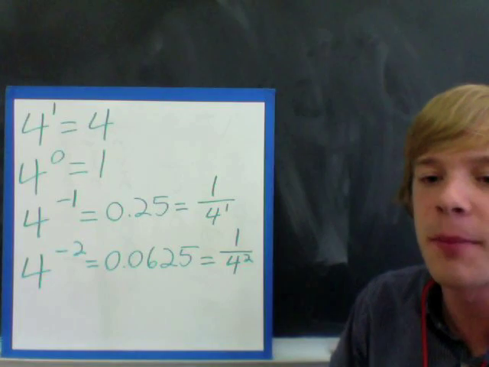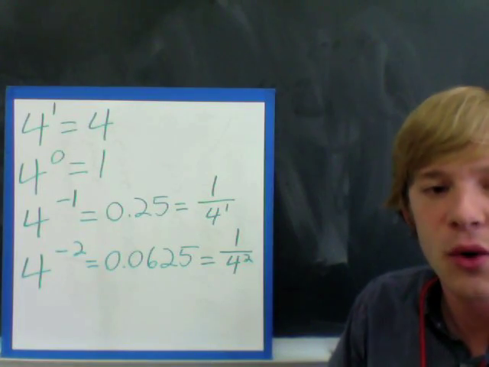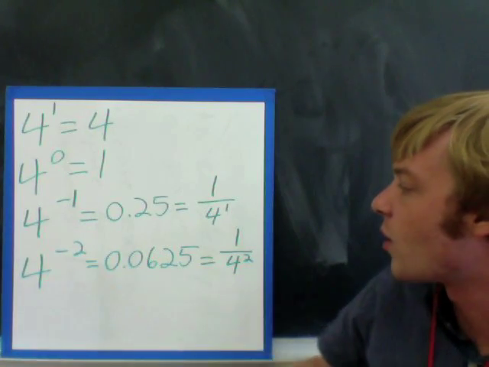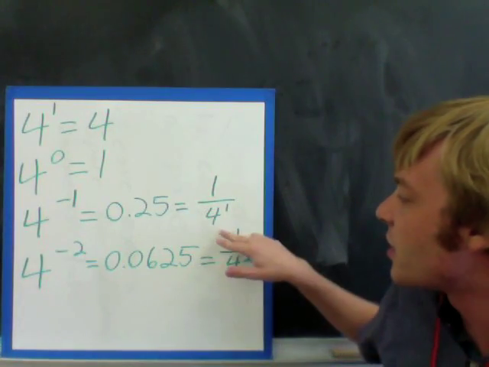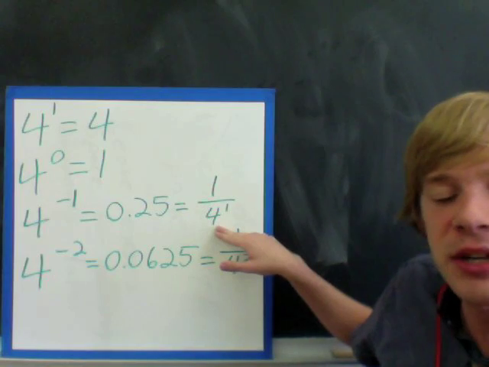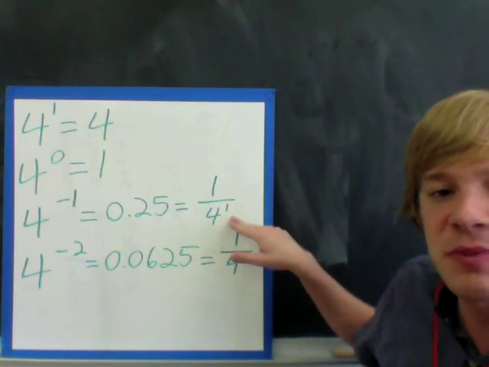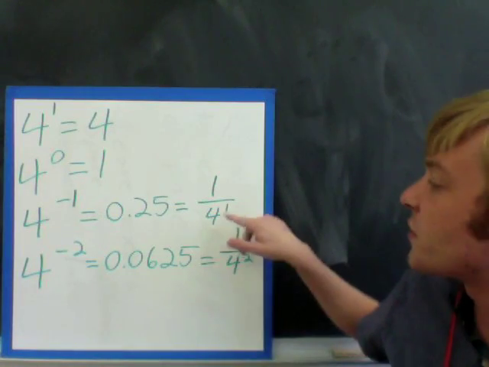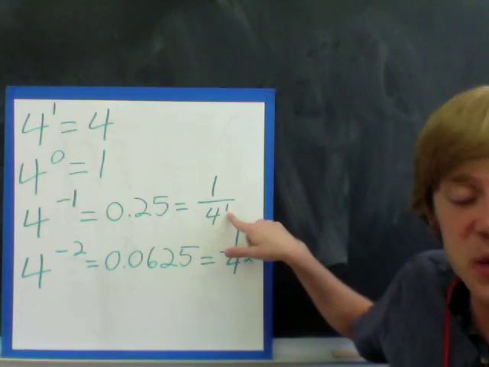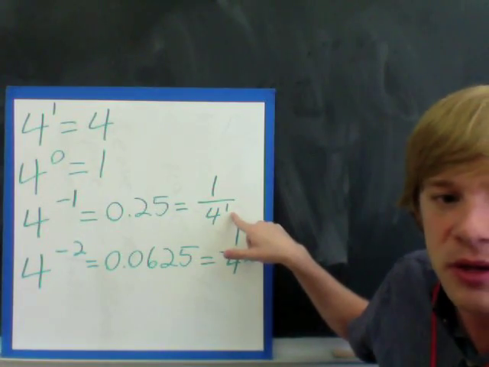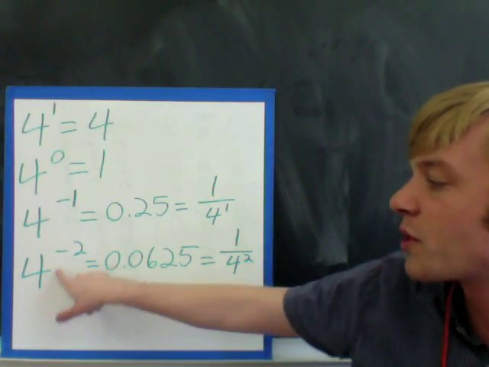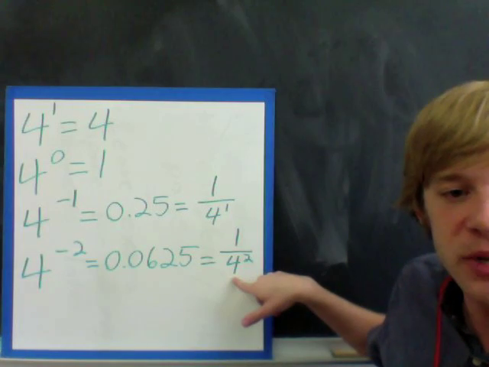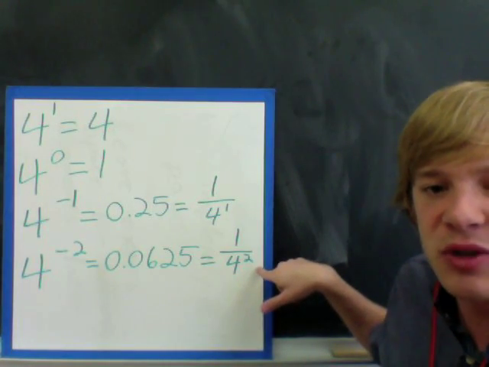If we have a positive whole number raised to a negative power, all we're going to do is take that number, move it to the denominator, and change the exponent to be positive. So we started with 4 to the negative 1, we moved the 4 to the denominator, and we changed the exponent to be positive, so it became positive 1. Same thing here. We have 4 to the negative 2nd power, we moved the 4 to the denominator, and we changed the power to be positive.